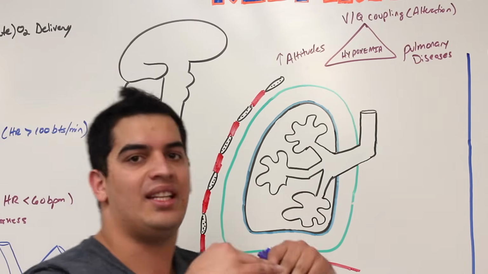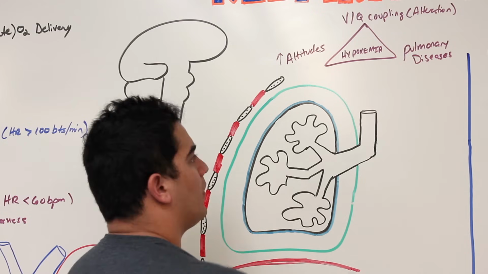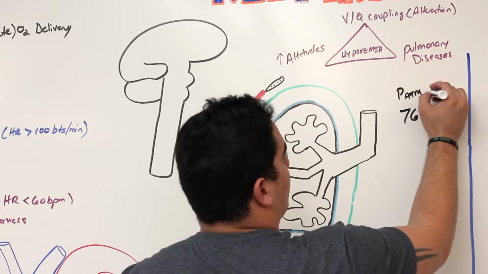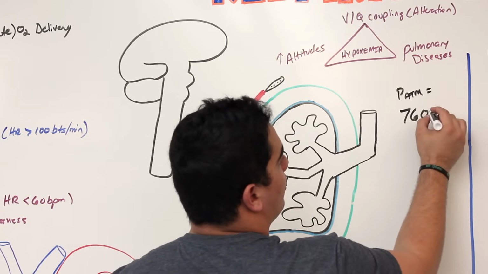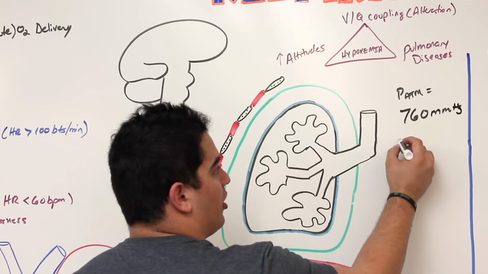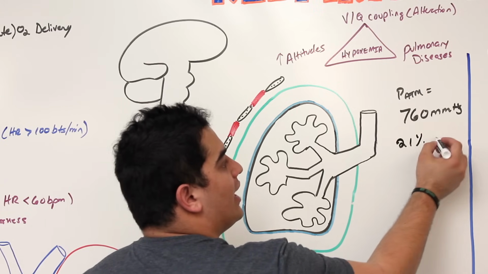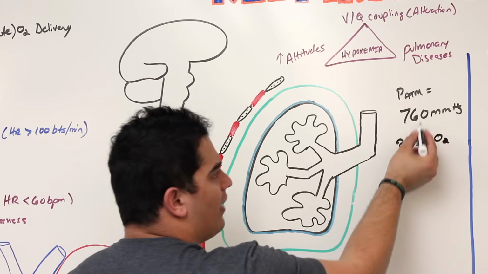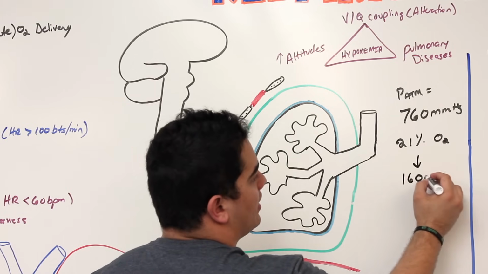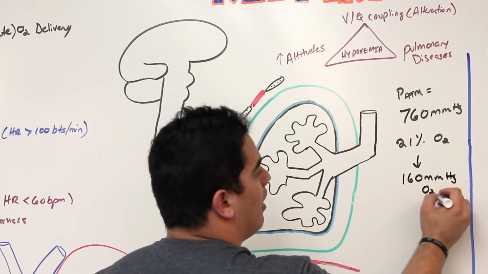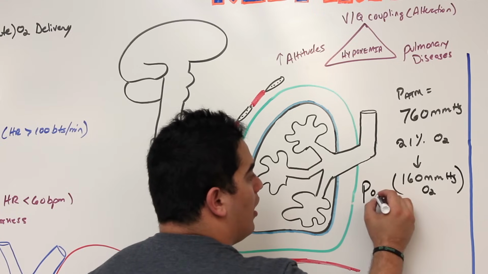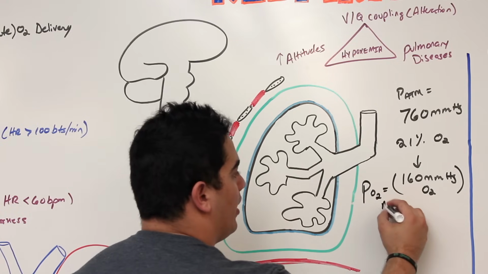Well, when you're at sea level, generally, the pressure, the barometric pressure, so the pressure of the atmosphere, is approximately equal to about 760 millimeters of mercury. And out of that 760 millimeters of mercury, 21% of it is going to be the pressure of oxygen. So whenever you do this, you take 21% of this 760. This gives you about 160 millimeters of mercury of oxygen within the atmosphere. Okay? That is usually the partial pressure of oxygen in the atmosphere. So let's put here ATM.